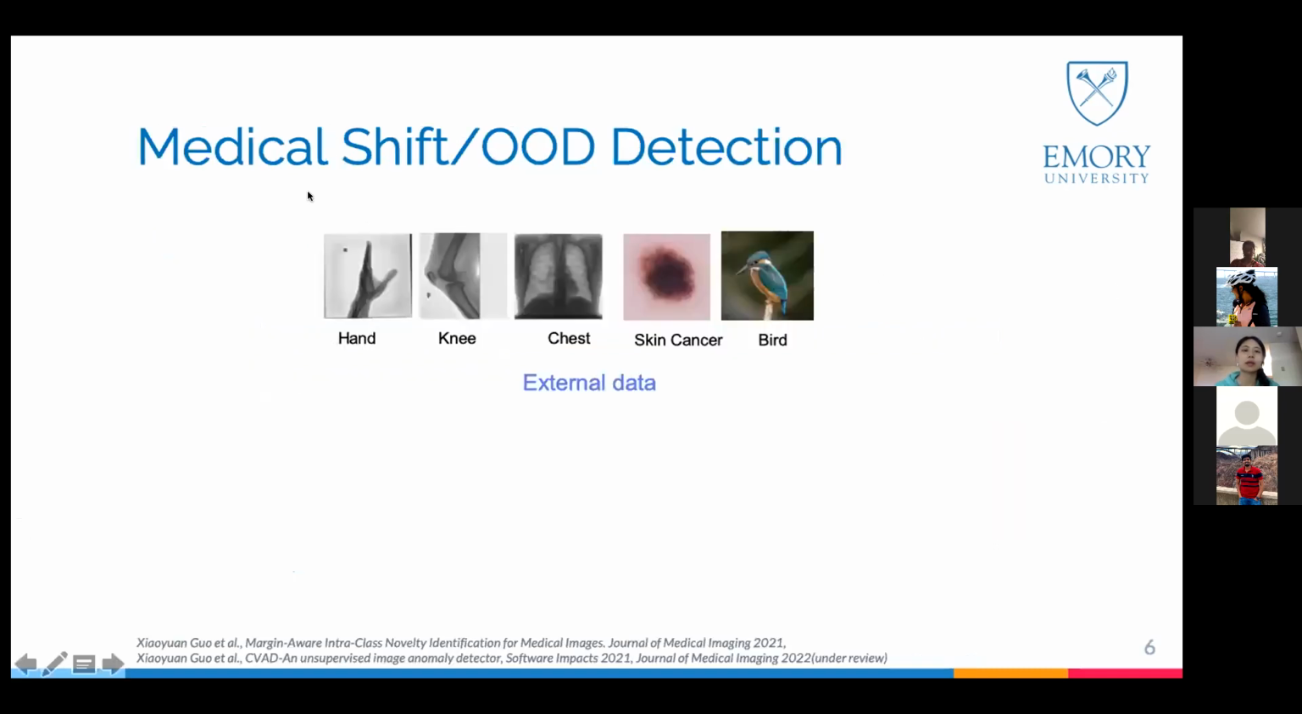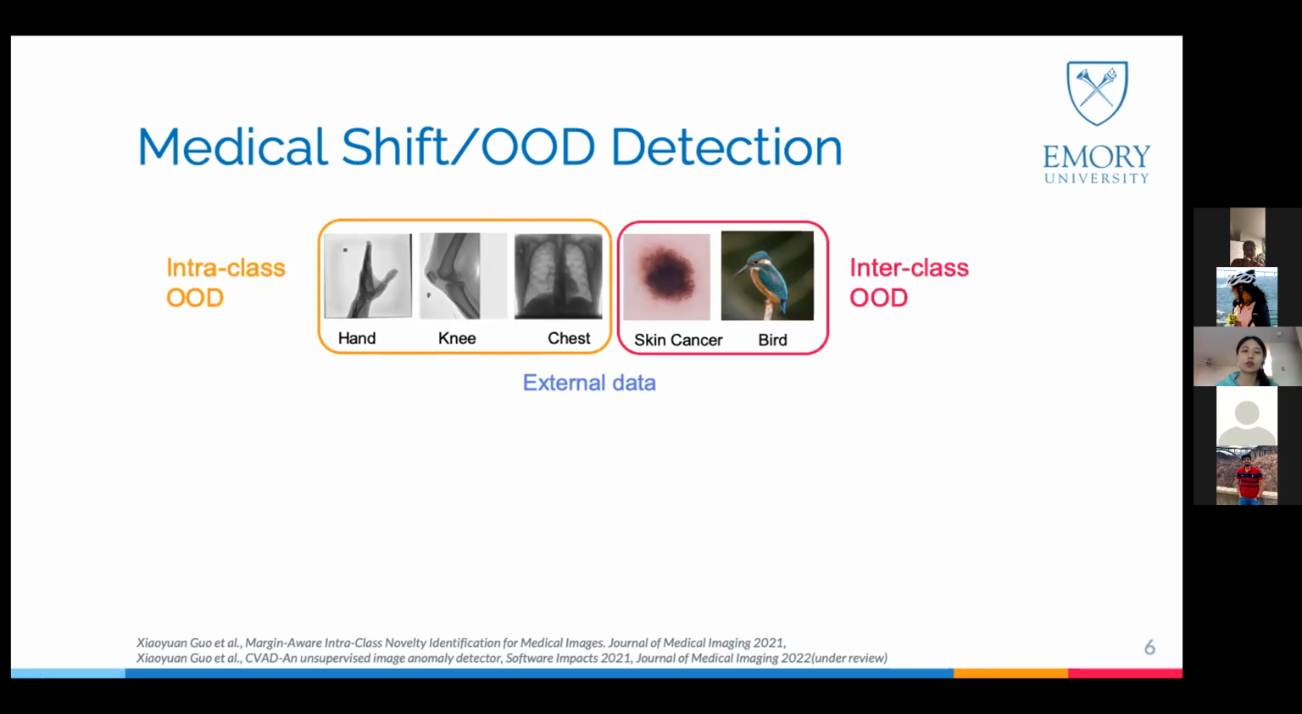So here I'm trying to define this shift data. The shift data here we talk about is also called out-of-distribution data. To identify those, we first try to classify them into two categories. The hand, knee, and chest regarding the internal data are the intra-class OOD data, while the skin cancer and bird images are totally inter-class OOD data.